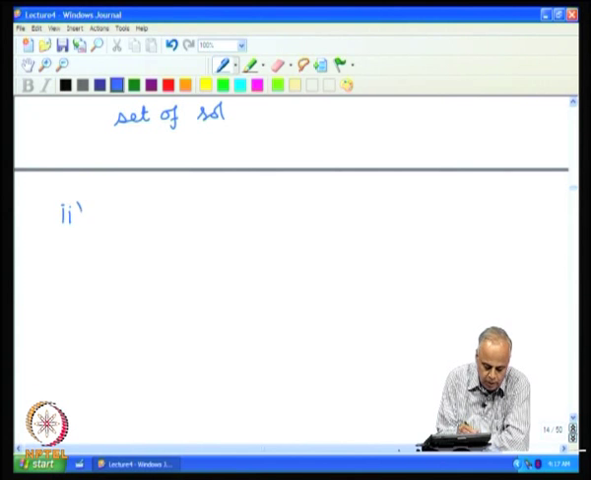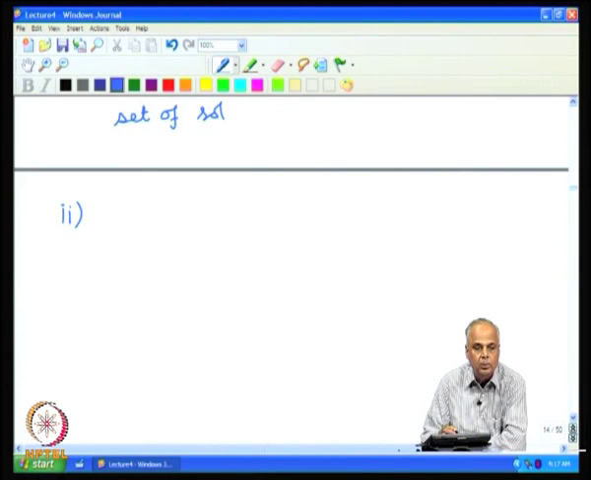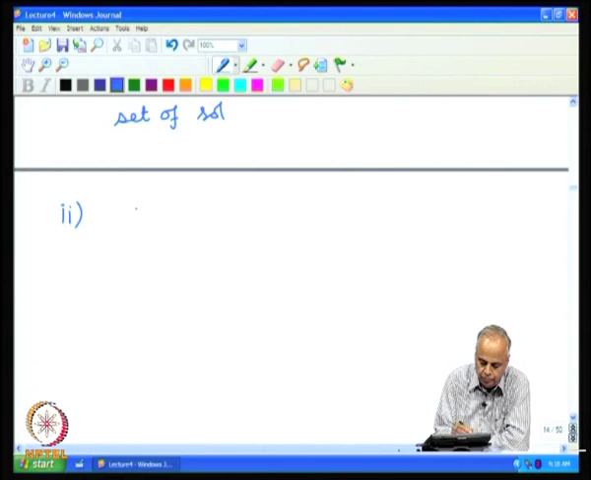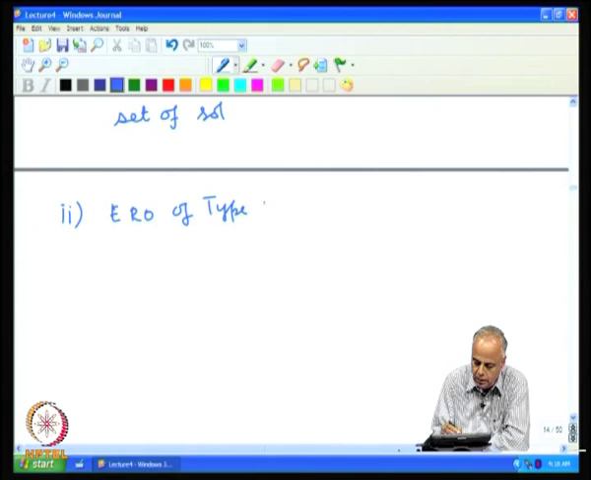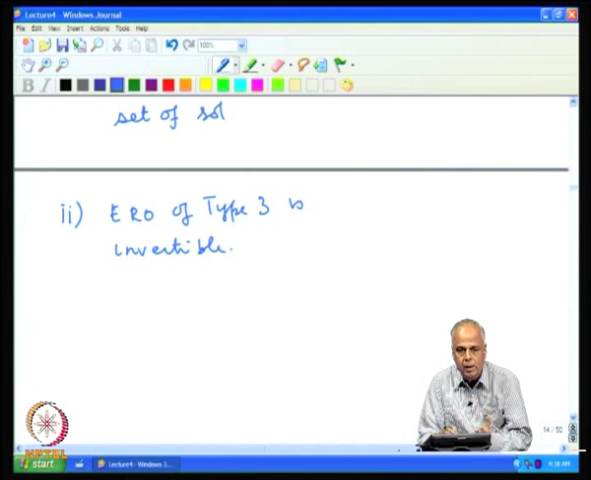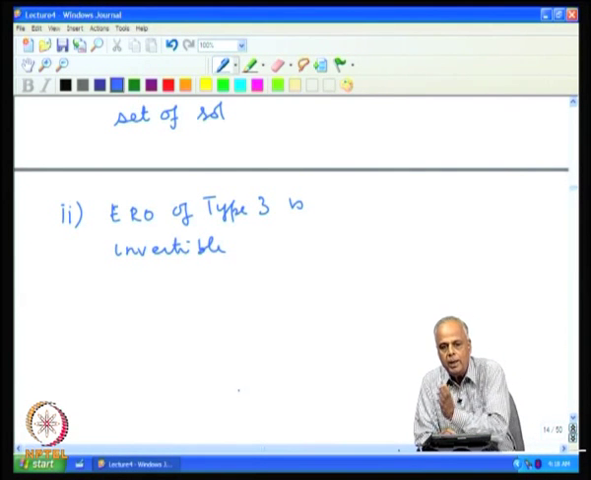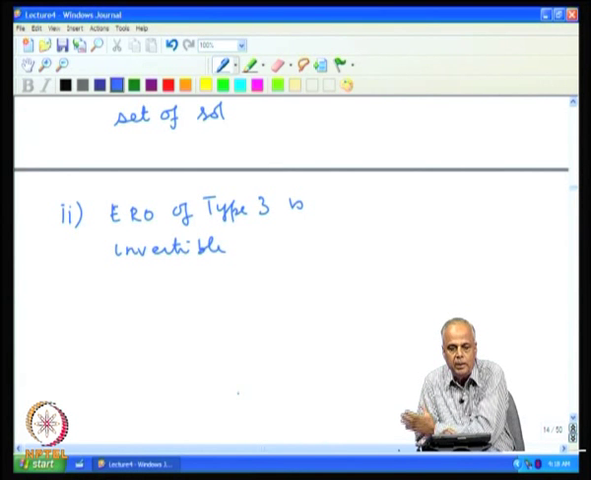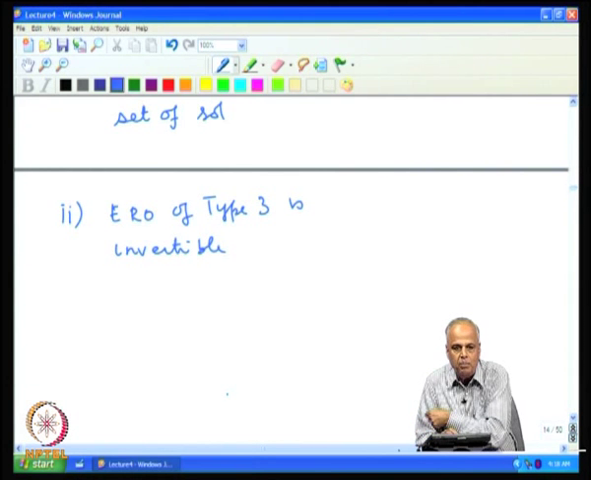The second property that we observe about the ERO of type 3 is that, just like the other two EROs, this is also invertible. ERO of type 3 is invertible, because if we obtain A 1 from A by multiplying all the entries in a particular row by a non-zero constant, we can annul this effect by multiplying the same row by the inverse of that non-zero constant.